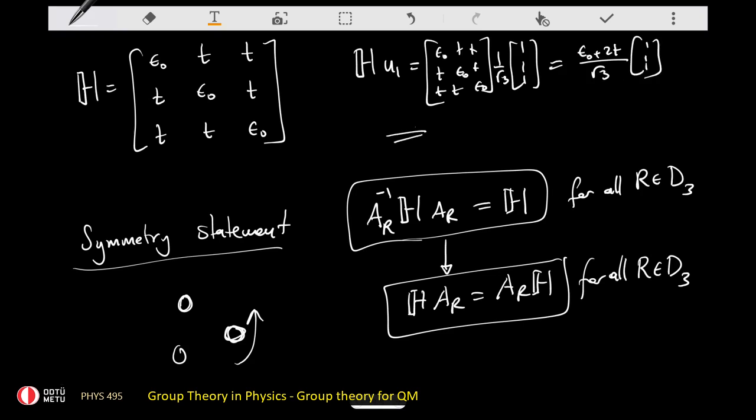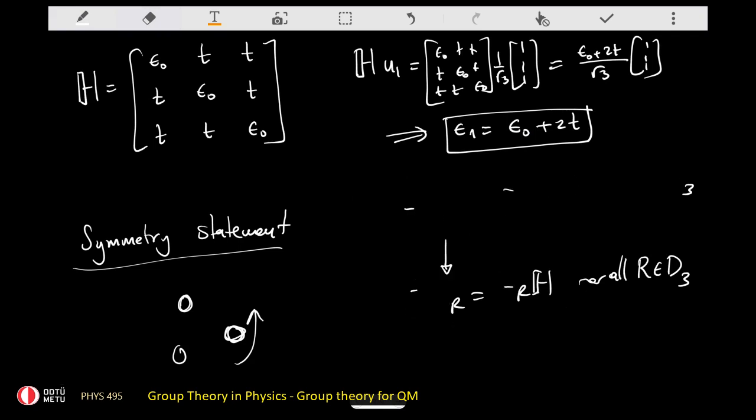So from here, you find the first energy eigenvalue to be equal to epsilon 0 plus 2t. Is this the ground state? I don't know. It depends on whether t is positive or not. It can be negative. Right? What else? Then we try U2.